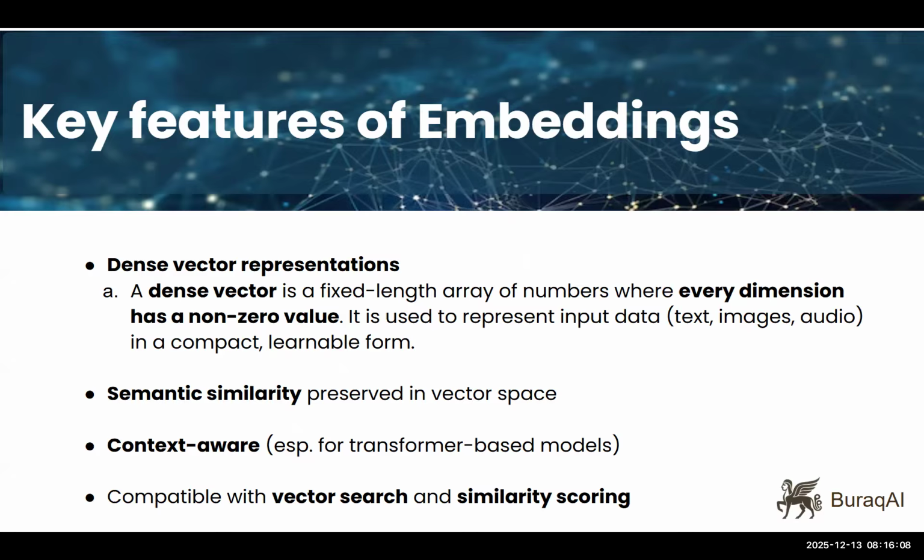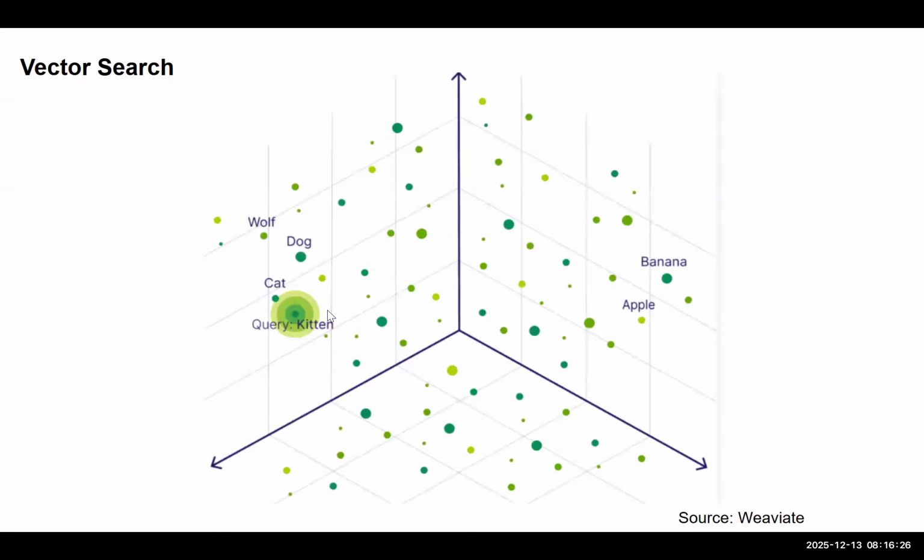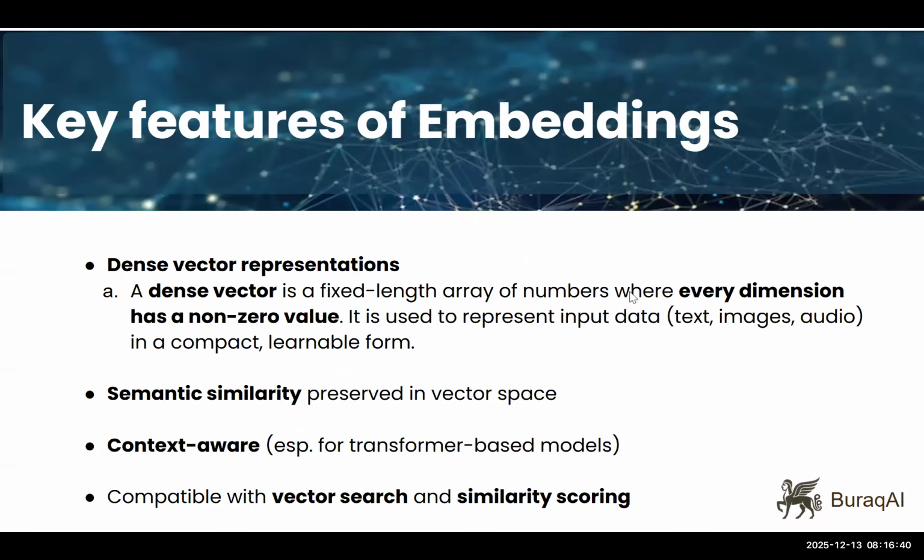Every dimension has a non-zero value that is automatically generated by the model. It is used to represent input data. It can be text, images, audio, whatever it is. Semantic similarity is preserved in vector space. That's what we are talking about. It's called semantic similarity. Dog, wolf, cat, kitten are semantically similar, not actually the same, but semantically similar. The similarity is preserved. And apple and banana fall in the fruits category.